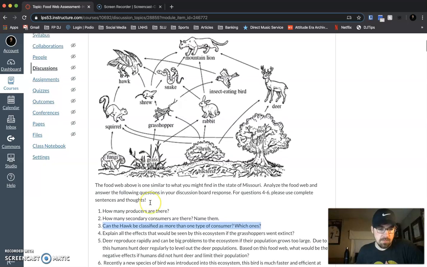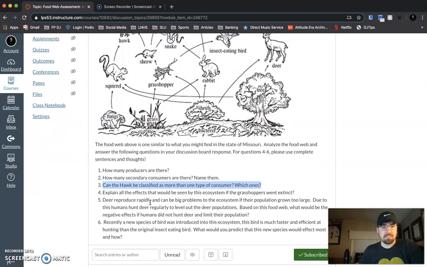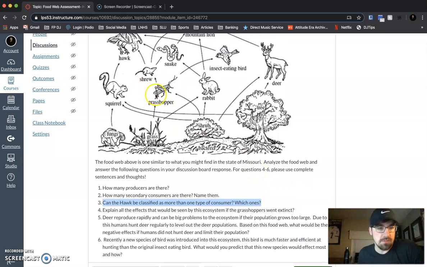So then we have number 4: explain all the effects that would be seen by this ecosystem if the grasshoppers went extinct. Okay, so grasshoppers go extinct. That is going to affect 2 organisms in particular, and that is the shrew and the insect-eating bird. Both of those organisms lose their food source.